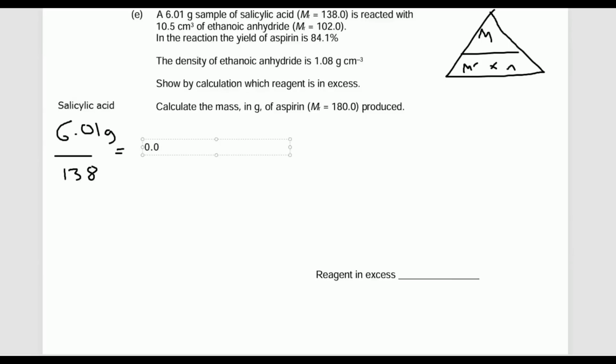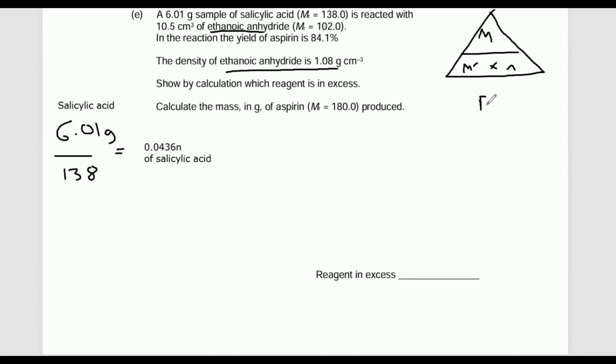Now, my answer might differ slightly from the mark scheme because I might do some rounding, like this is 0.04355. I probably should just leave that in the calculator, but for speed I'm rounding, so my answer might not be 100% correct, but the method is. You just might need to leave it all in your scientific calculator. So there's my salicylic acid moles.